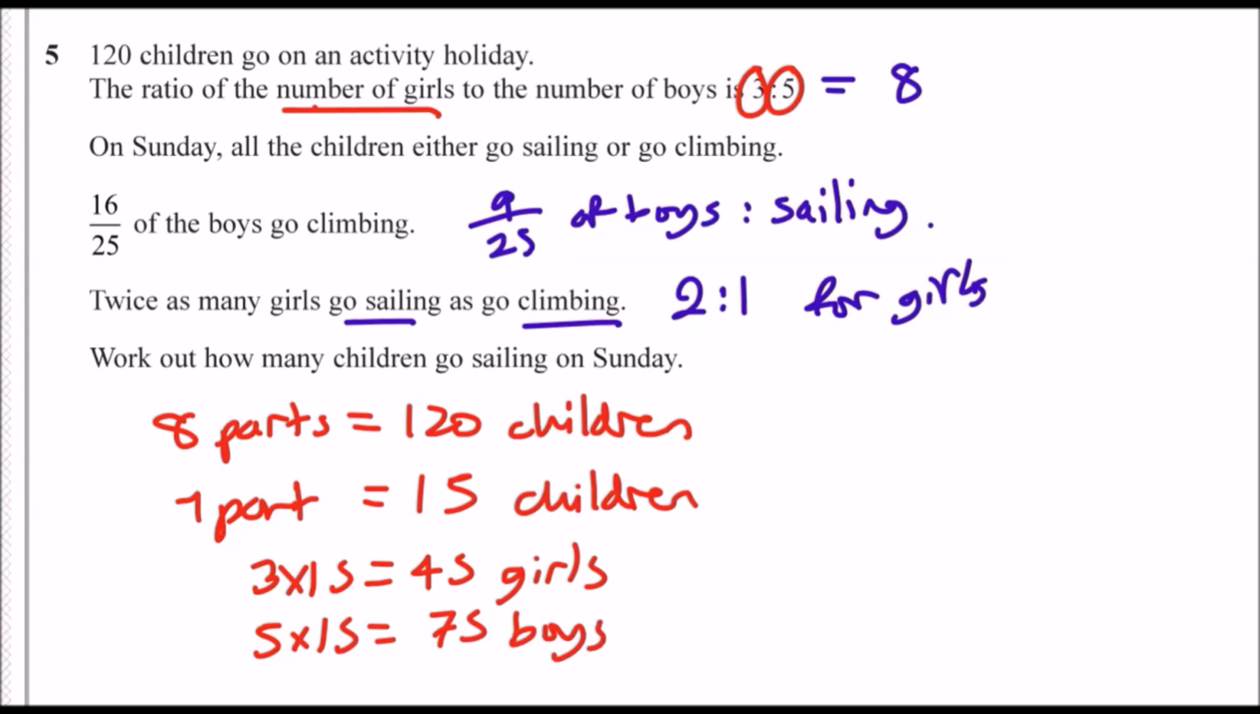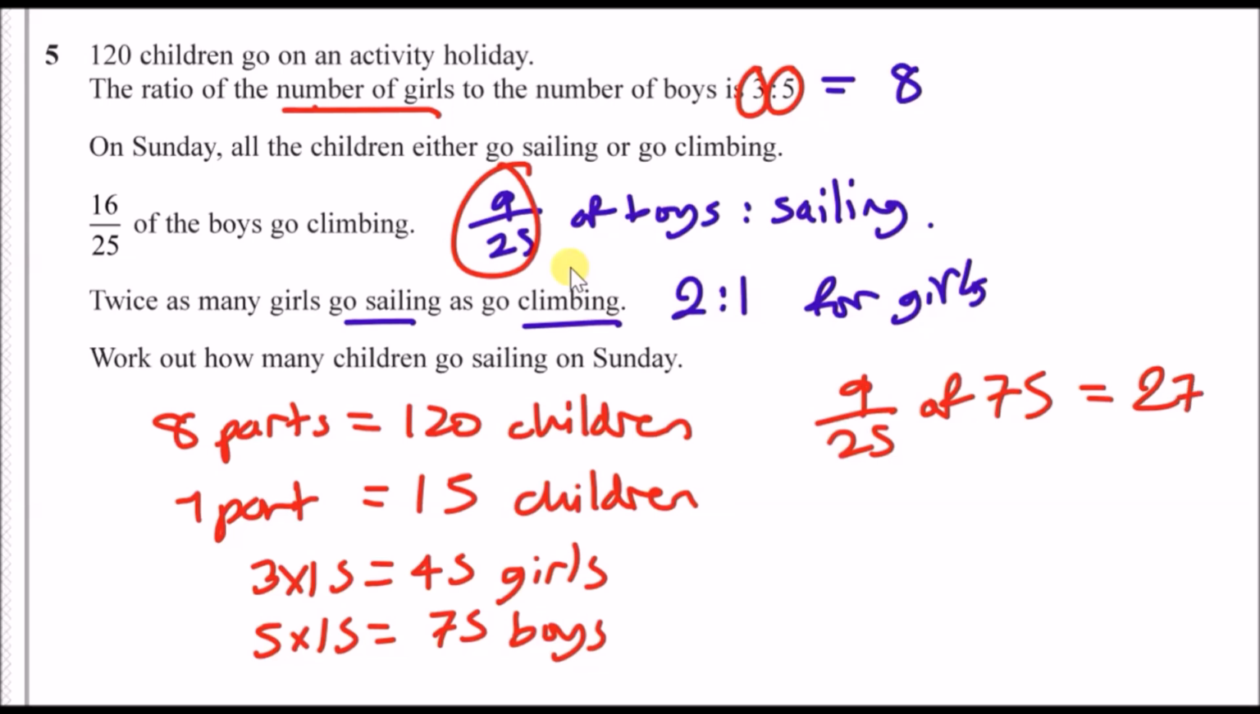And yeah, looks like we're almost done. Remember, we're only interested in how many children actually go sailing. We know that 9 out of 25 of the boys go sailing. Since there's 75 boys, that's 9 over 25 times 75. If you quickly put that in your calculator, you should get 27 boys going sailing.